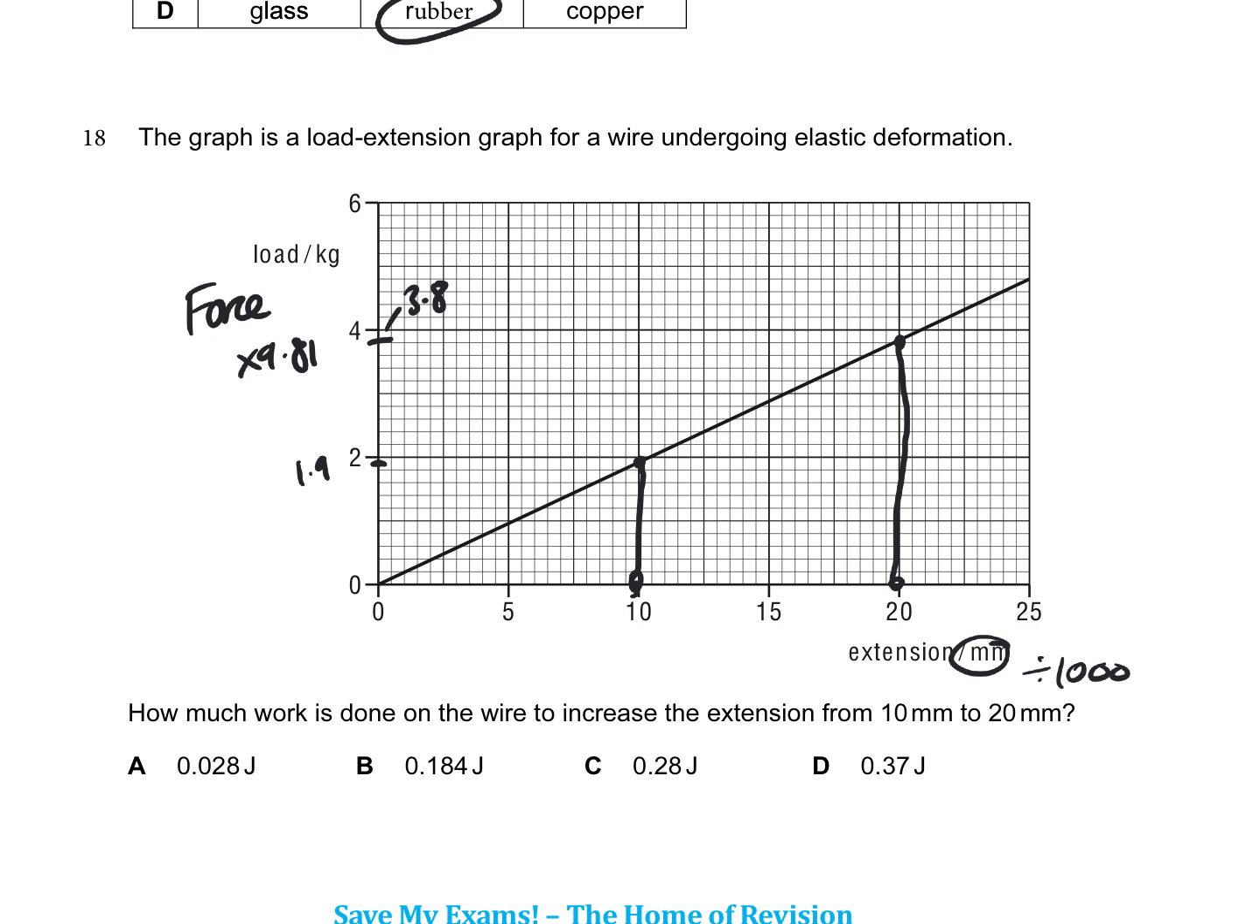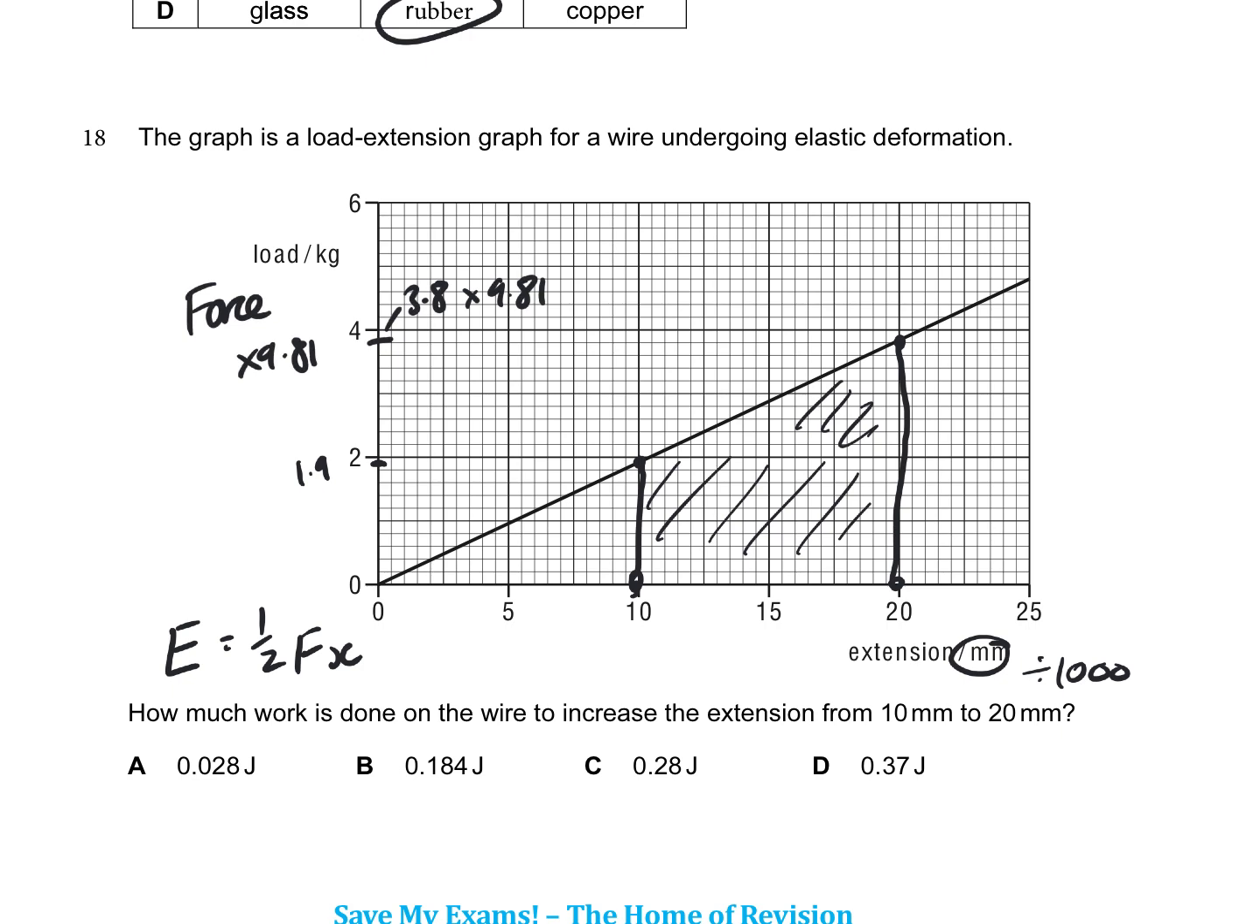So what you've got to do, which is a bit tedious and I'll leave you to do, again, is find the area under this graph. You could divide it into a rectangle and a triangle. Or, if you wanted to, you could work out the elastic potential energy at this point using the equation E equals a half Fx. Reminder, you've got to times this by 9.81 to turn it into a force. You've got your extension there.